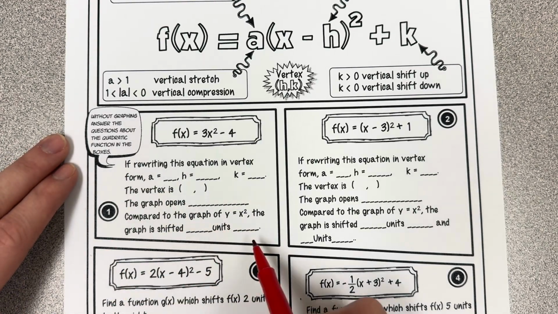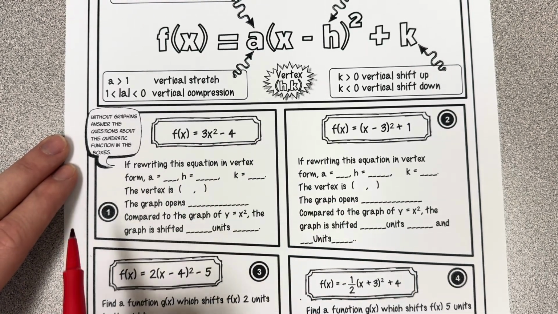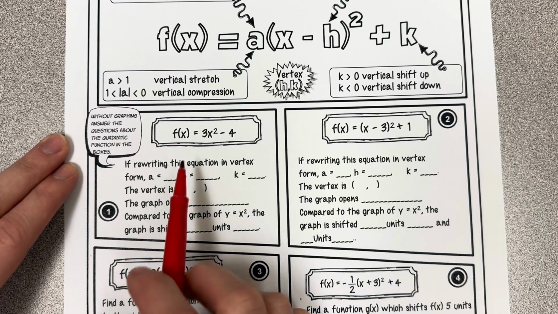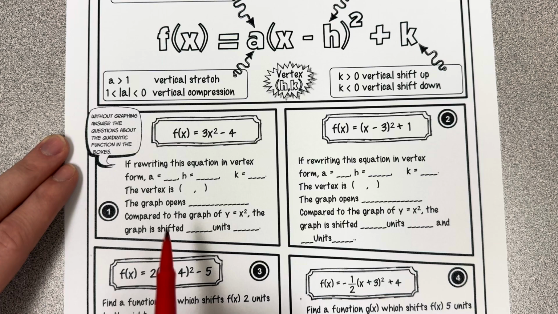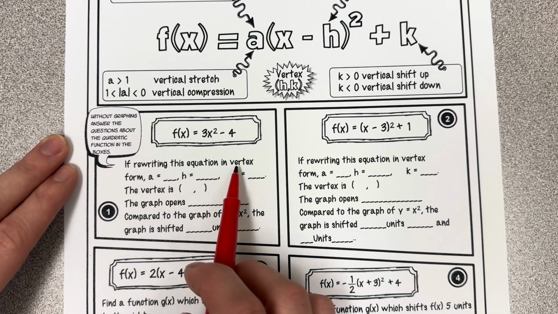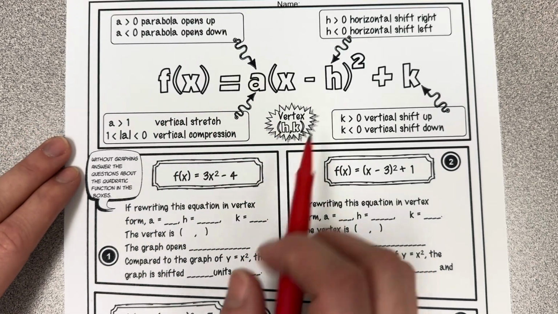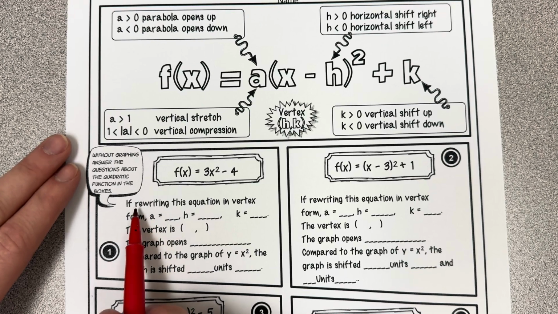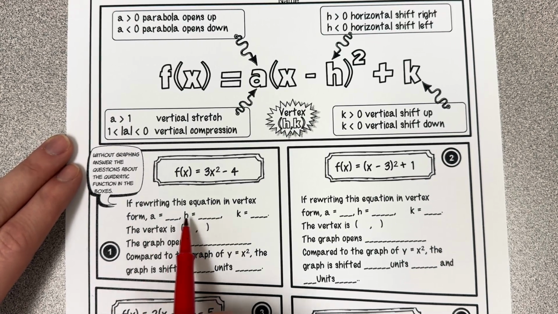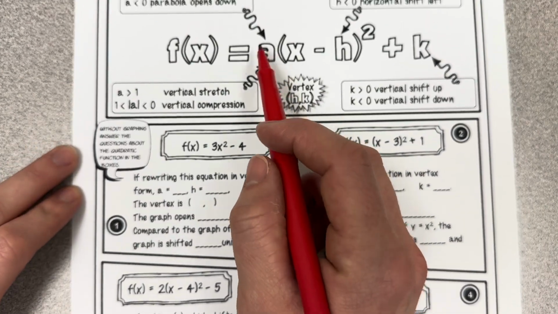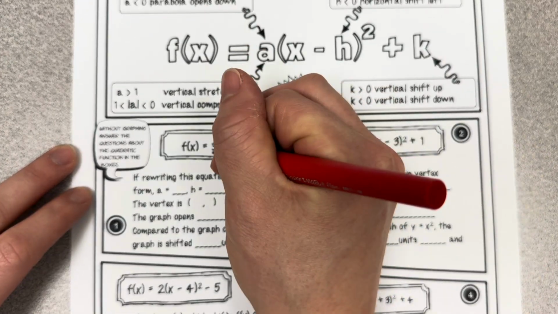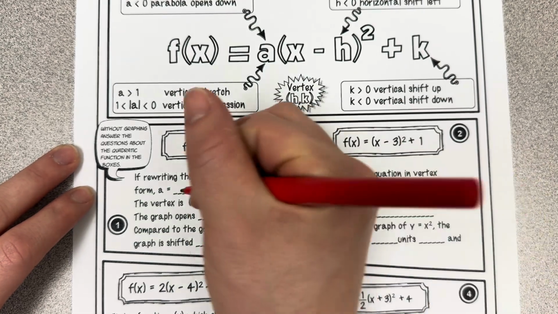Looking at box number 1, it says, without graphing, answer the questions about the quadratic function in the boxes. Here is our function that it's giving us. If rewriting this equation in vertex form, meaning this form right here, we want to know what A is, what H is, and then what K is. Well, A is always our leading coefficient. So in this case, A is going to be 3.